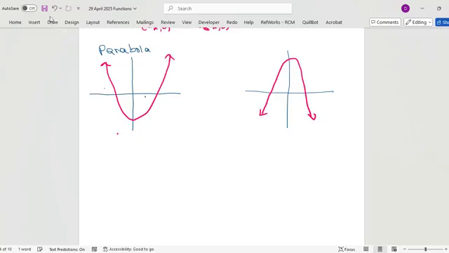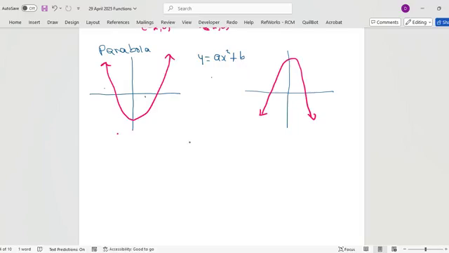Now remember, the basic graph is y equals ax squared plus b. Remember, I can use any variables, by the way. But now, let's focus on ax squared plus b. a is the coefficient of x squared, b is the constant.